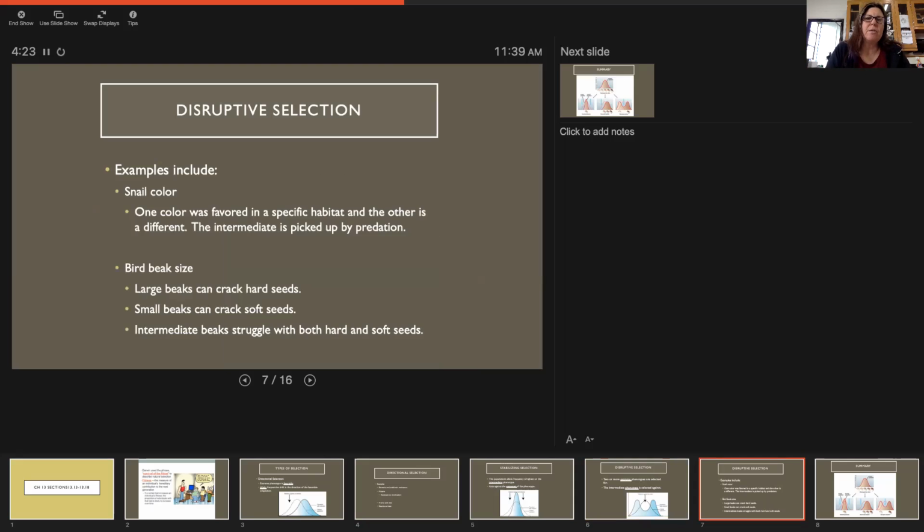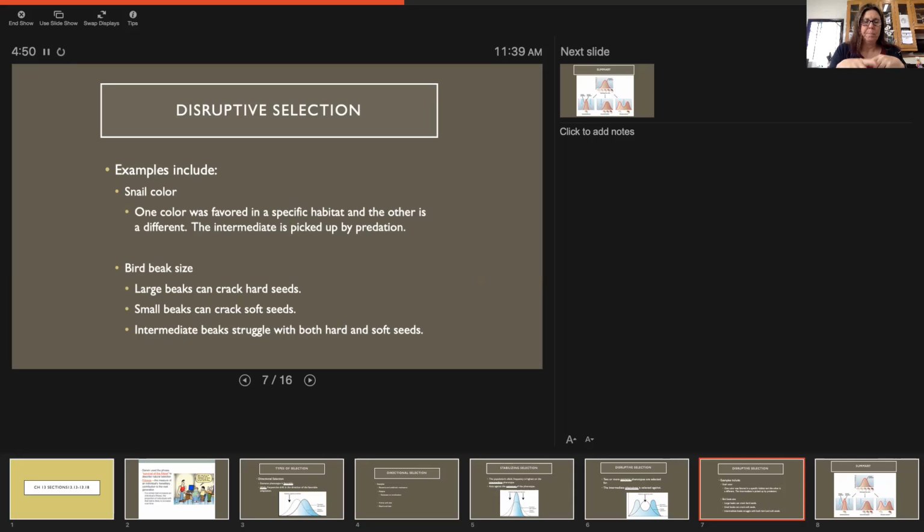Some examples of disruptive are snail colors. We've noticed that there are actually 3 colors. There's kind of an incomplete dominance here. And in that particular habitat, there are 2 different types of ground cover. Depending on your color shell, you blend in to one ground cover better than the other. If you're intermediate, you don't really blend in well with either ground cover, and so you get picked off by predators.